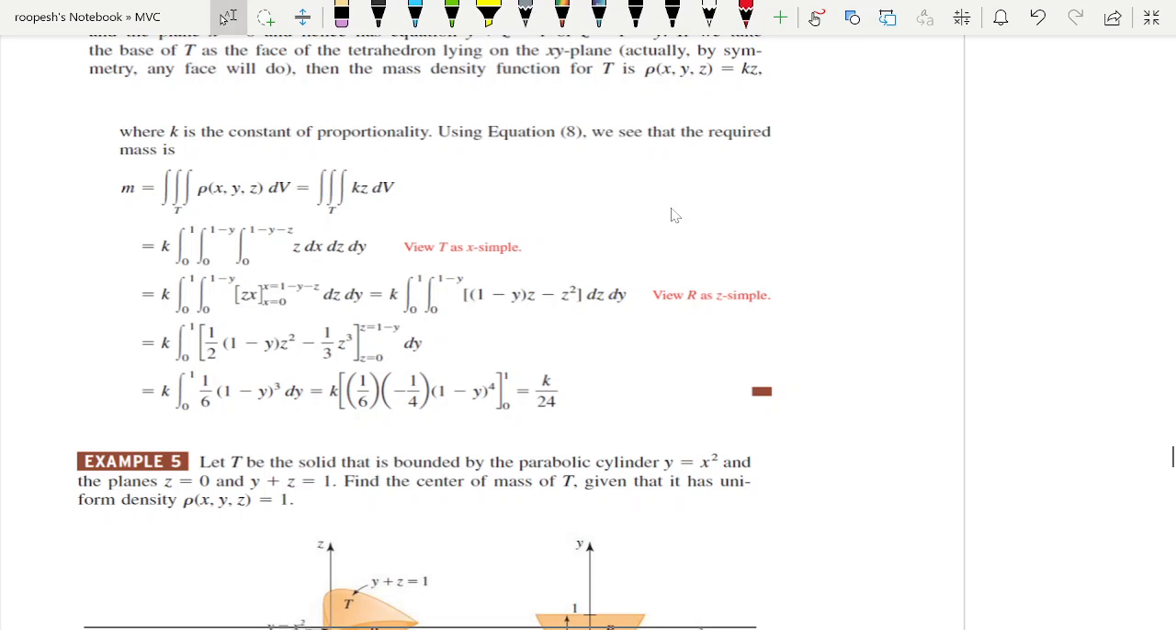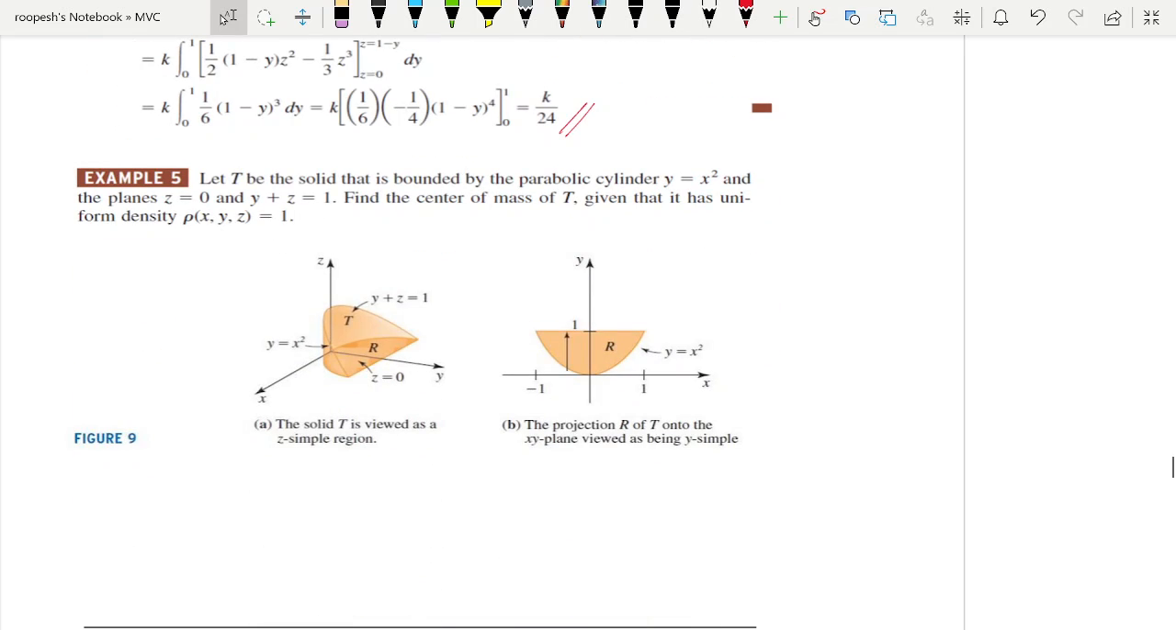Writing rho(x,y,z) dV equal to kz dV, because I have taken the distance as z. Now we have k times the integral from 0 to 1, the integral from 0 to 1 minus y, the integral from 0 to 1 minus y minus z of z dx dz dy. As before, we can easily calculate this triple integral. The only thing is that we should identify the limits and in which manner we are taking it, whether x-simple, y-simple, or z-simple.